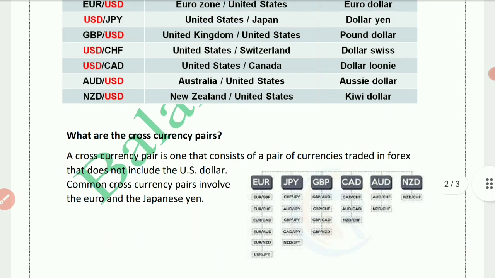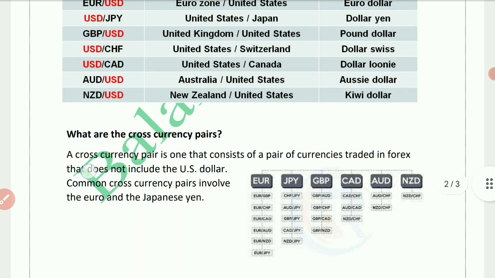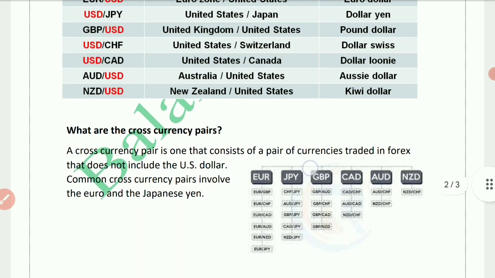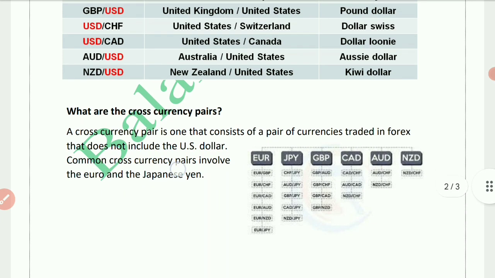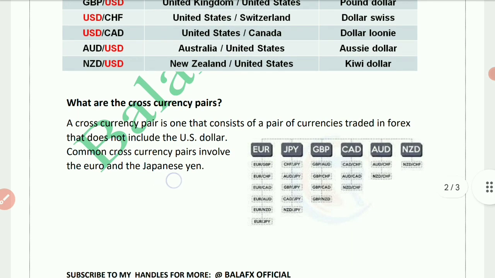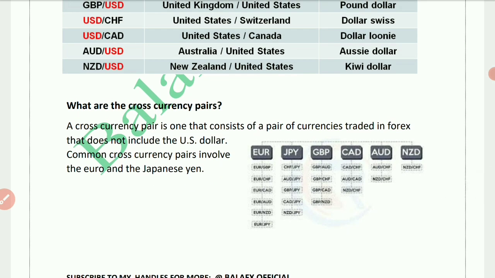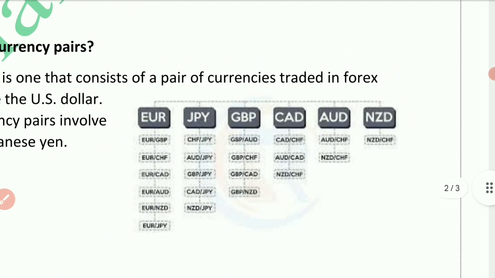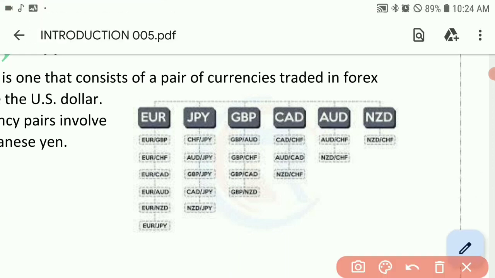Let's move further. So what are the cross currency pairs? Cross currency pairs are pairs that do not have the US dollar in them. A cross currency pair is one that consists of a pair of currencies traded in forex that does not include the United States dollar. Common pairs involve the euro and Japanese yen. So these are examples of currency pairs that do not include it.